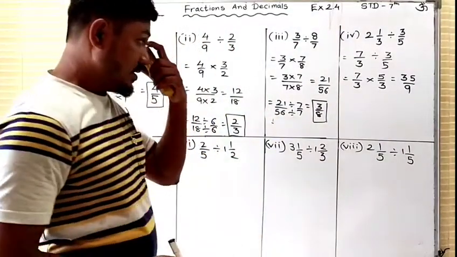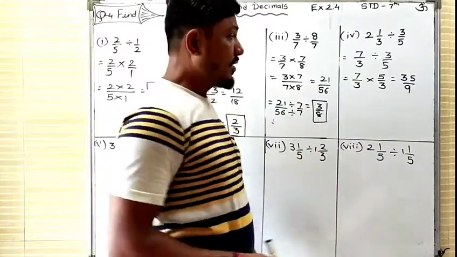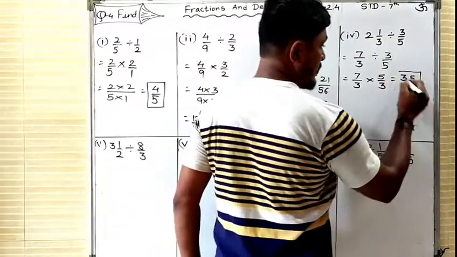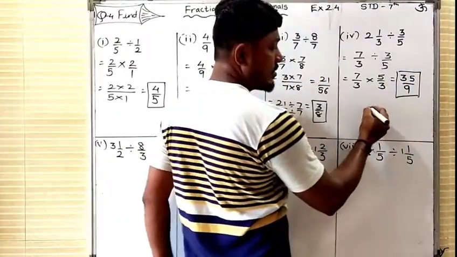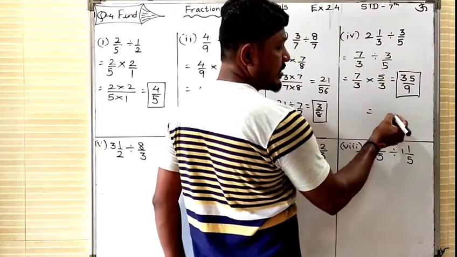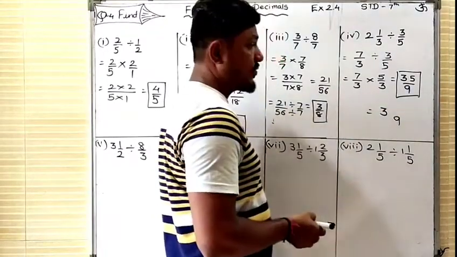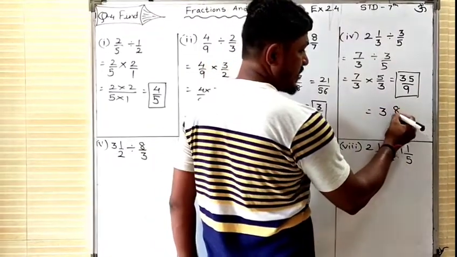Now dear student, here nothing is common. So what you will do, just convert. This is a improper fraction. You can convert into a mixed fraction. 9 4s are 36. So 9 3s are, you have to take 9 3s are 27. 27 plus 8, 35.